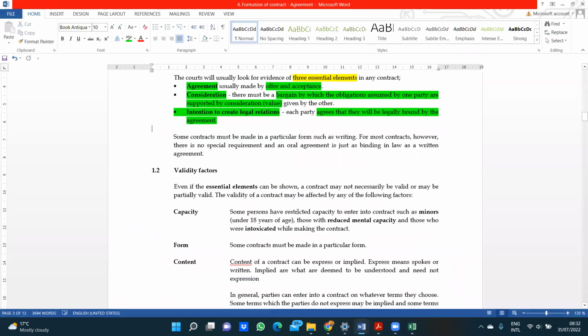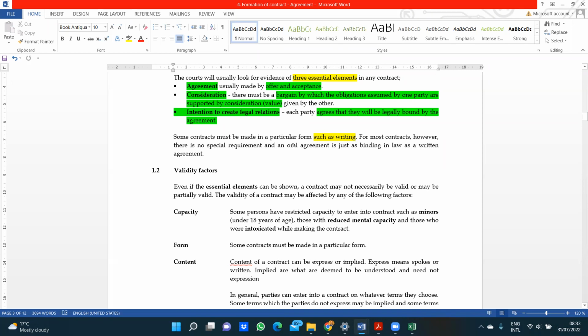Okay, some contracts must be made in a particular form, such as writing. Some contracts, such as deeds and land. You are purchasing land with someone. This must be made in writing. Or you are going to rent a floor in a building, of course, there will be a lease agreement. For most contracts, however, there is no special requirement. An oral agreement is as binding in law as a written one.